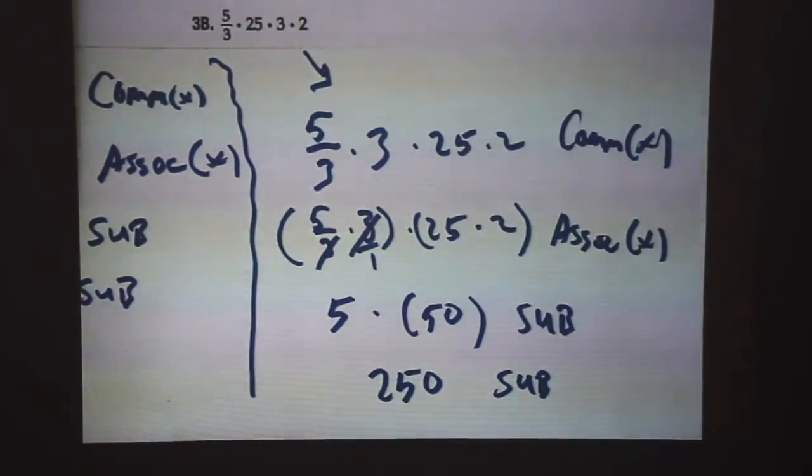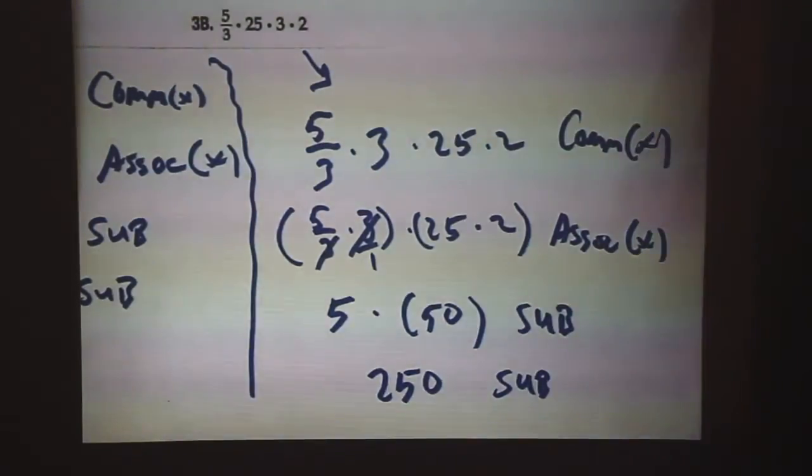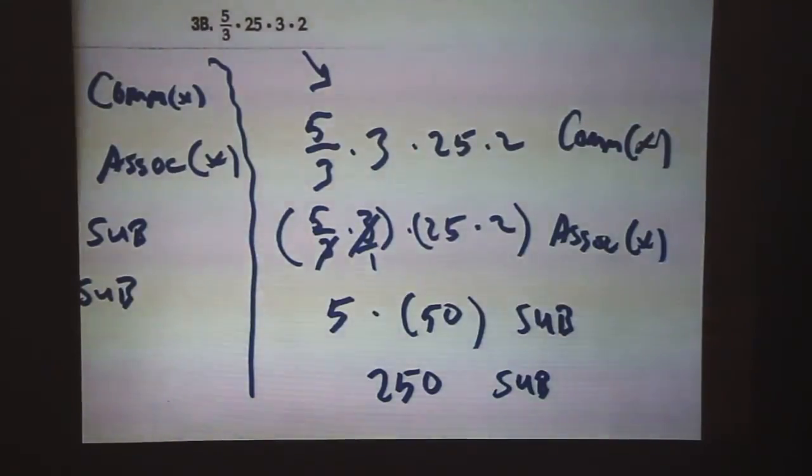Again, there's many different ways for you to solve these problems. This is how I chose to organize the values and the properties that I use to do that. It's up to you how you want to organize it, but you have to, again, justify it with the properties that we looked at.